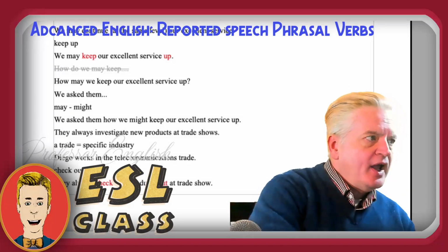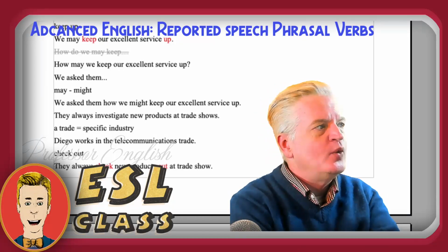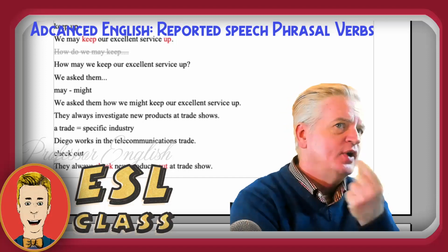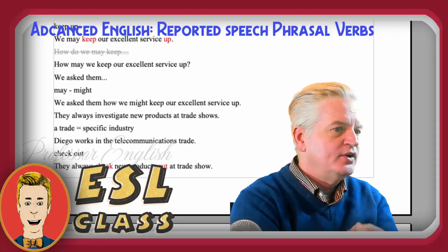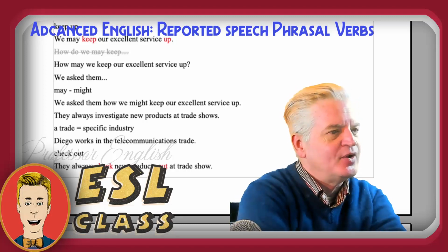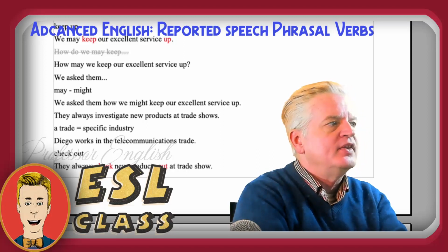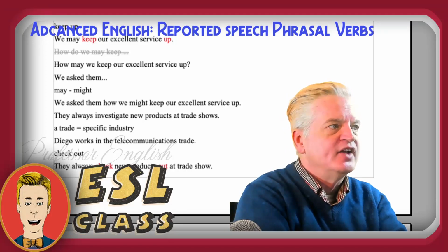Okay. And let's change this to reported speech. Let's add, we asked them. Now, in reported speech, if you have the word may, you should change it to the word might. So when we do reported speech, when we add, we asked them, that's how it sounds usually in spoken English, then the answer is, we asked them how we might keep our excellent service up.